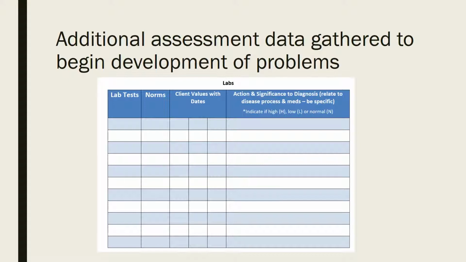So you're going to need to know the action of the lab tests, like RBCs. The primary function for those is they transport oxygen in the body, and they can be indicative of polycythemia or anemia, okay? So that would be your action.